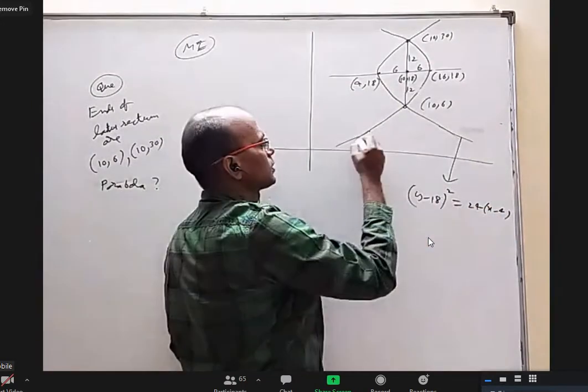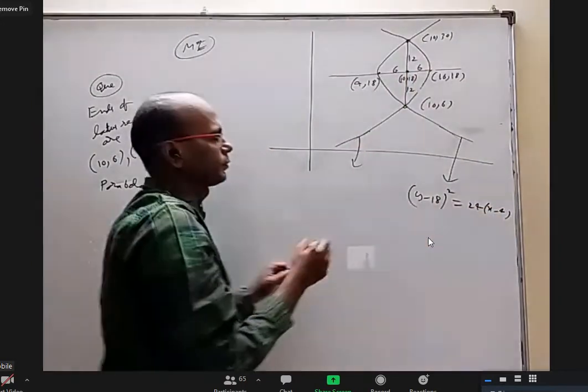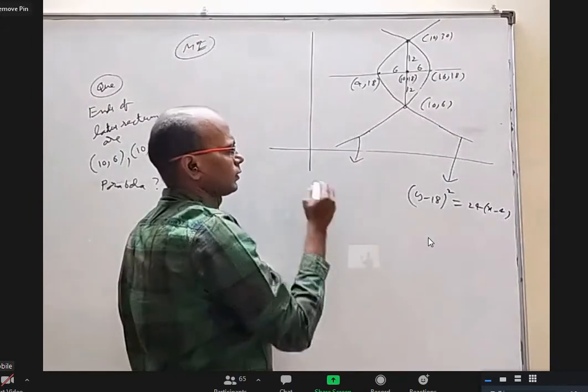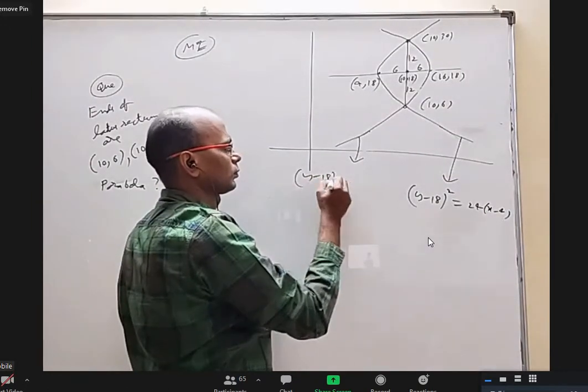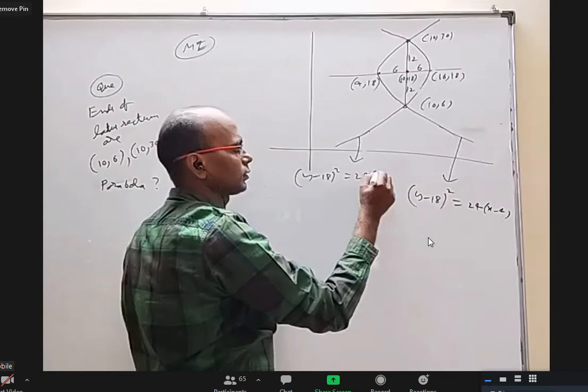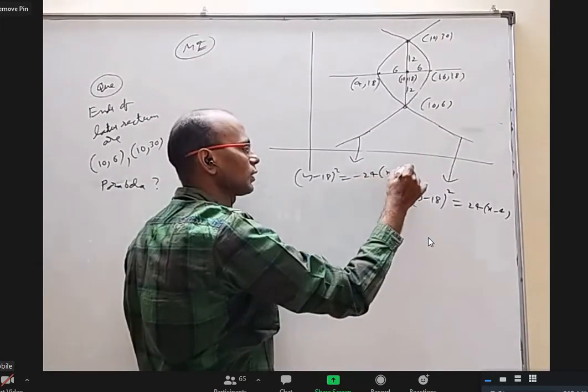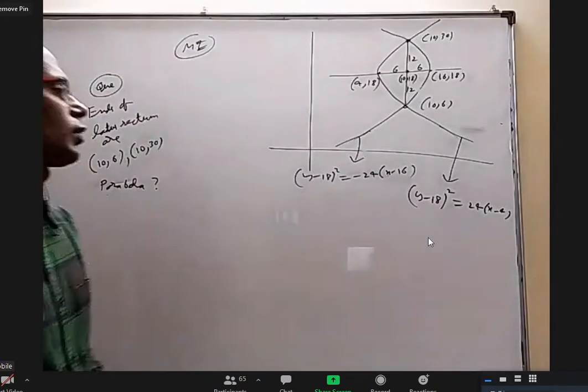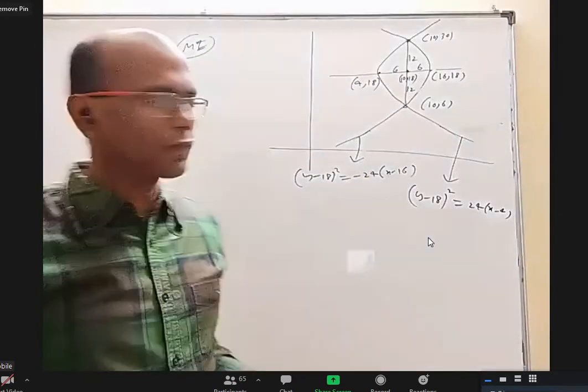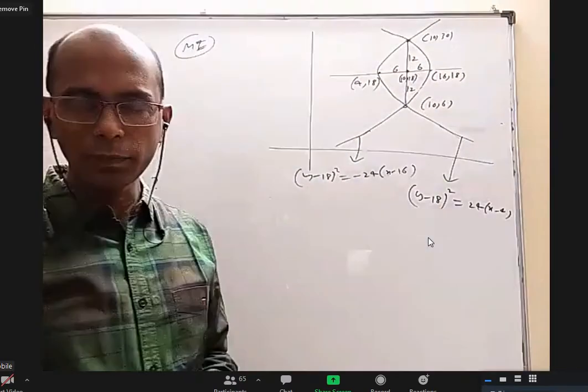And what about this parabola opening towards left? (y minus 18) whole square is equal to minus 24 times (x minus 16), opening towards left. Okay. So this is from the figure only. We have done everything from the figure. Now nothing to write much, right?